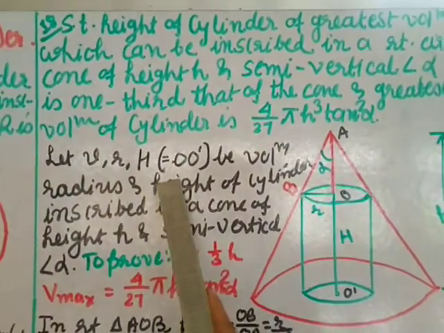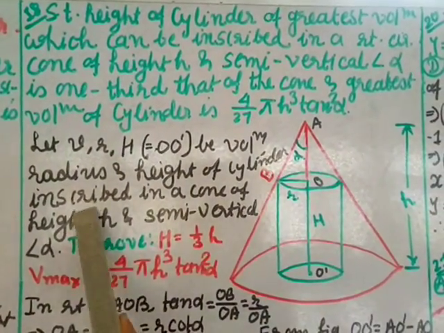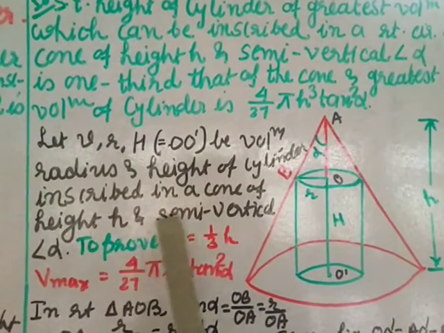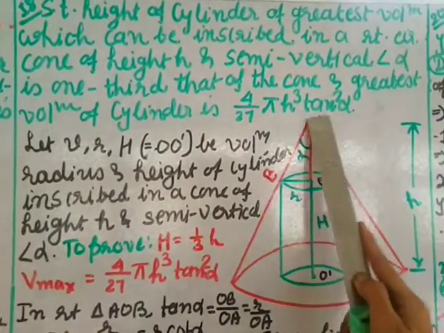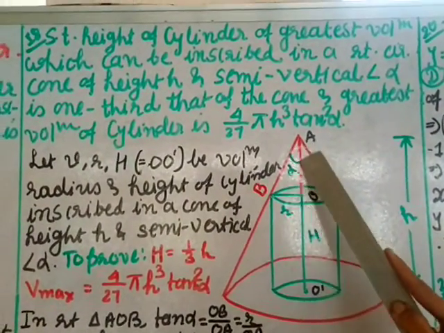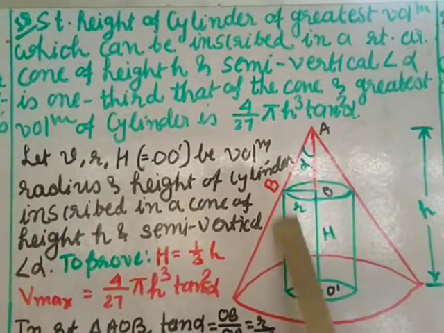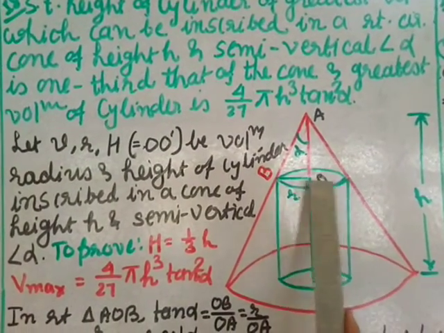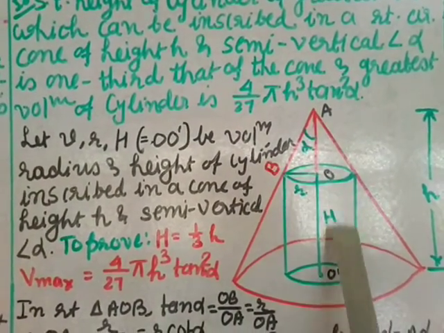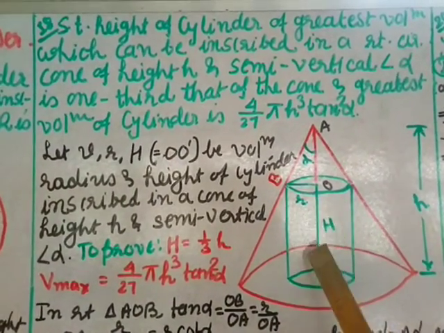Let V, r, h be the volume, radius and height of a cylinder inscribed in a cone of height h and semi-vertical angle alpha. This is the cone. Its height is given to you as capital H. Its semi-vertical angle, that is here, is given alpha. There is a cylinder which is inscribed here. I consider the radius as r, and the height of this, that is OO dash, I take it as h, and volume is maximum.